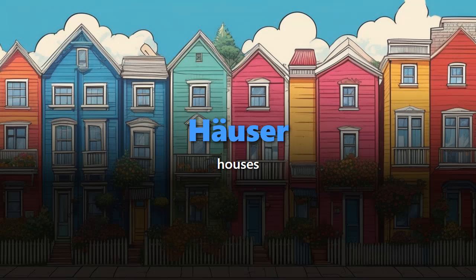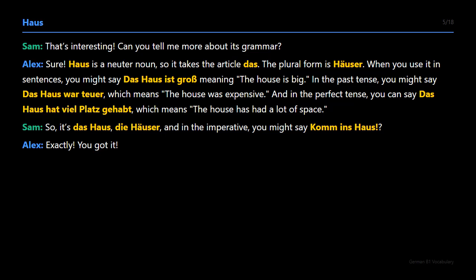That's interesting. Can you tell me more about its grammar? Sure. Haus is a neuter noun, so it takes the article Das. The plural form is Häuser. When you use it in sentences, you might say, Das Haus ist groß, meaning the house is big.